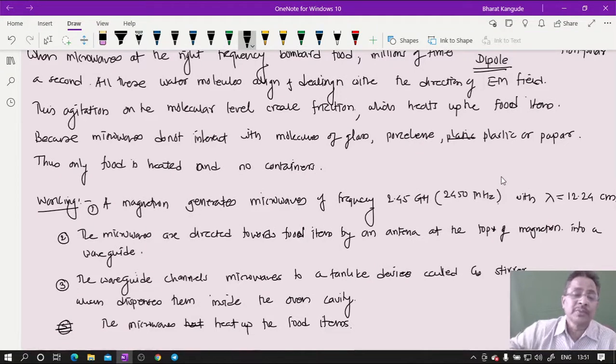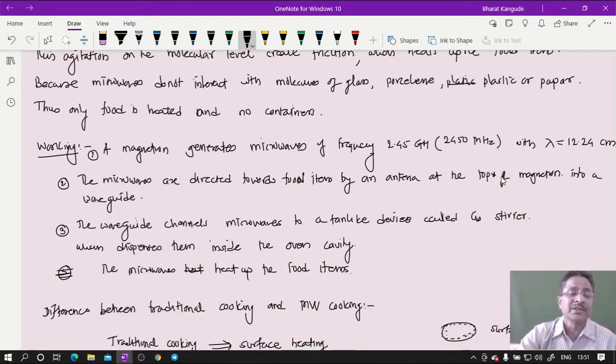And this is the working principle we have seen: how the working takes place, what the different parts are, what the frequency is, how a waveguide is used for focusing the microwave on the food items, etc. Then other components of the microwave oven don't get heated even while the cooking process takes place. This is not the case in conventional cooking. So that is the difference between these two.